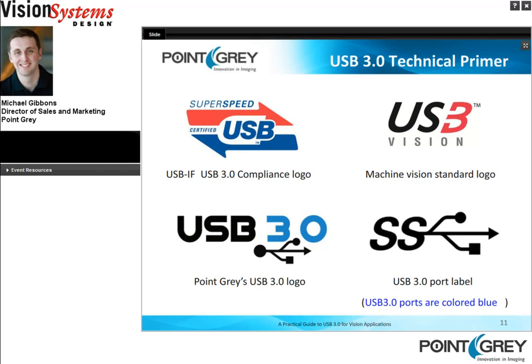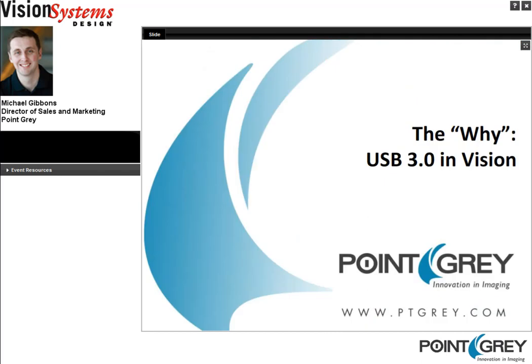USB 3 Vision, on the other hand, you will see quite a bit, and you'll likely see lots of camera, software, and cabling vendors using this logo to show that their devices or their software are USB 3 Vision compliant. The third one there is Point Grey's USB 3.0 logo, which we designed when we were first coming out with USB 3 products. And the final one is what you would see on computer ports and cables, which is a very small SuperSpeed logo. So that's it for the technical primer.